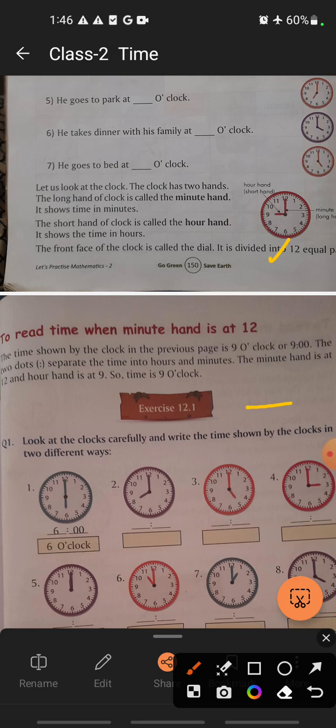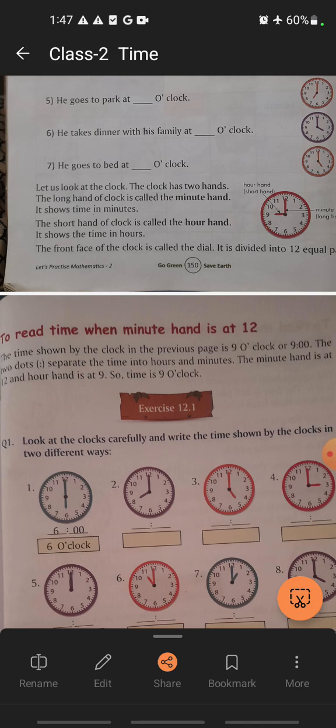The two dots in 9:00. These two dots separate the time into hours and minutes. This is hour and this is minute. The minute hand is at 12 and our hour hand is at 9. So the time is 9 o'clock.